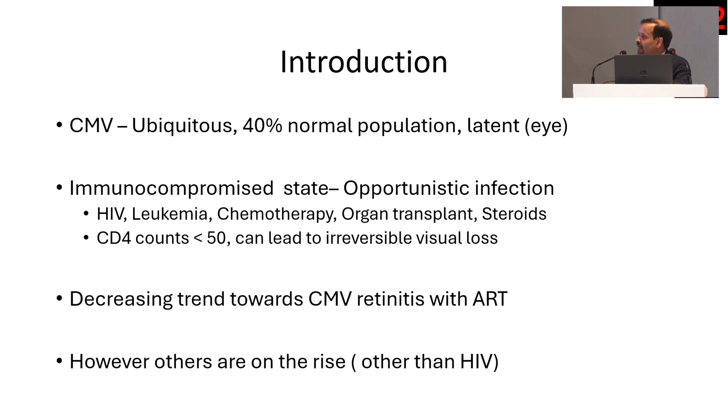While typically we had seen lots of CMV retinitis with AIDS and HIV, with antiretroviral therapy now prevalent, the incidence of CMV retinitis in these cases is on the decline. However, in other immunocompromised states, for example chemotherapy, organ transplant patients, and even patients who have been on steroids, it's not uncommon to see CMV retinitis. Remember, in any immunocompromised state, you must think of CMV retinitis and not only AIDS.